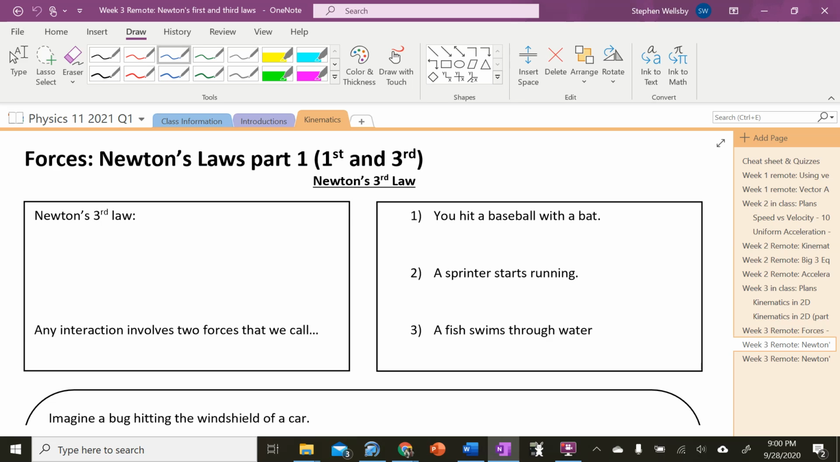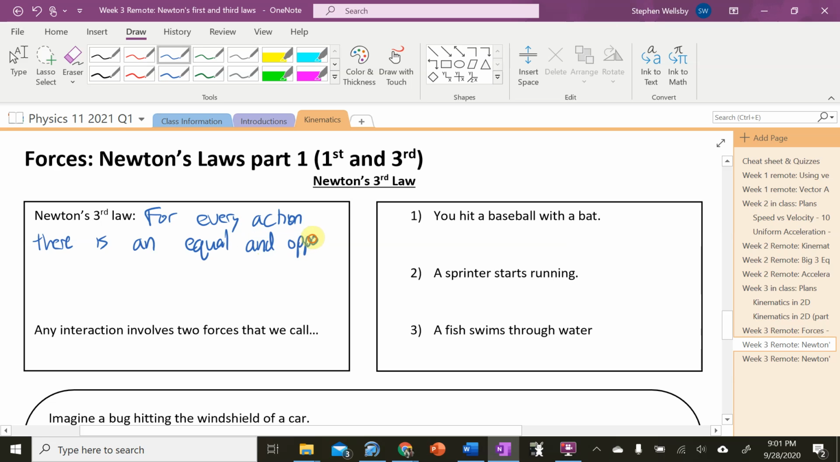So Newton's third law, again, just to repeat it: for every action, there is an equal and opposite reaction. And these actions or reactions are really just another way of saying force. For every force, there's an equal and opposite force being applied. And anytime we have these two forces acting together, we call them action-reaction pairs.